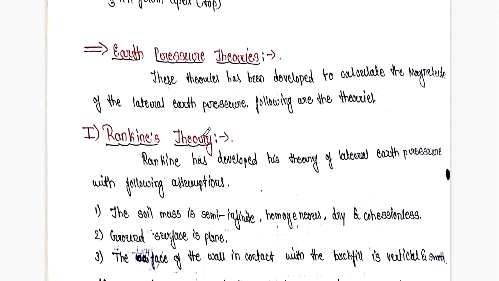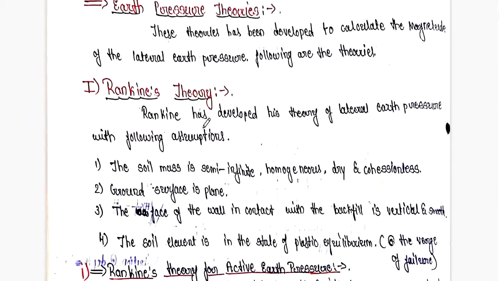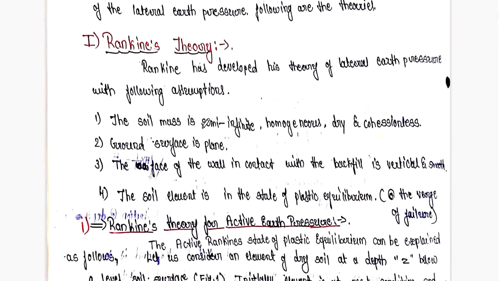Today we are going to study the earth pressure theories, that is Rankine's earth pressure theory. These theories are developed to calculate the magnitude of lateral earth pressure. Rankine's earth pressure theory has various assumptions. The assumptions are as follows.